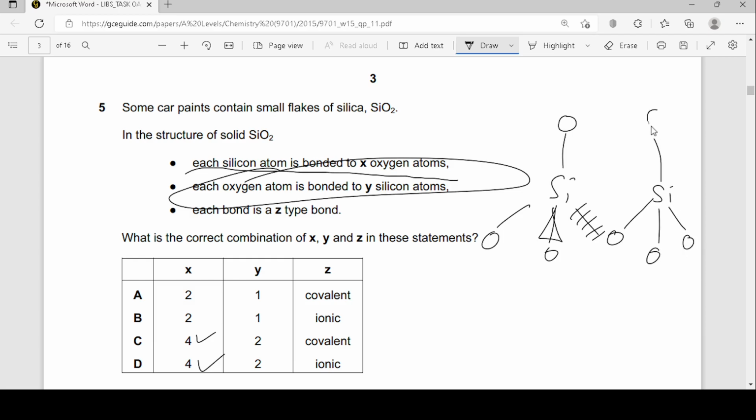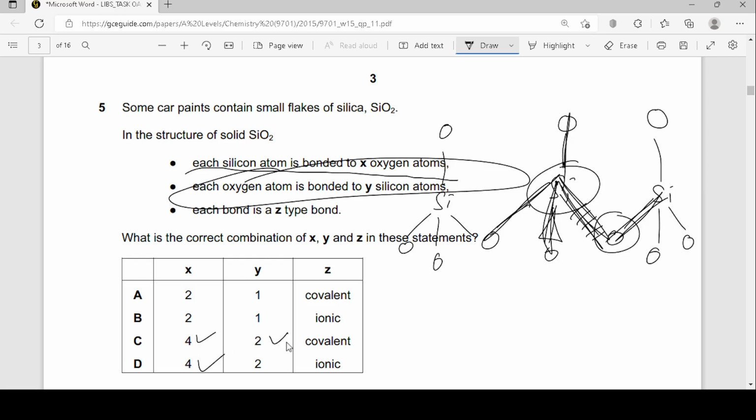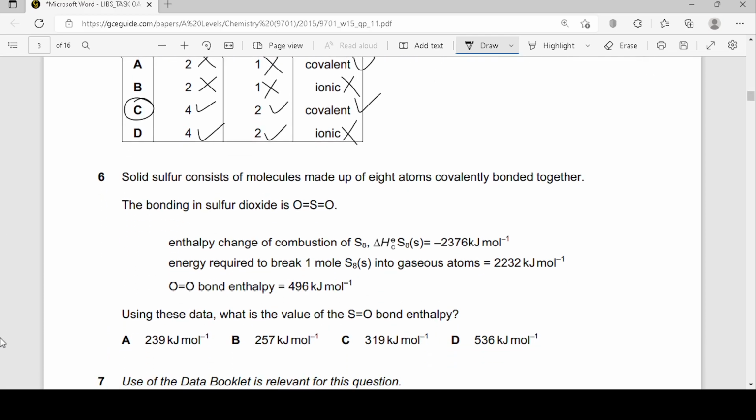I'm not drawing the whole thing, but you can see here that each oxygen, for example this oxygen, is bonded to 2 silicon atoms, and each silicon atom here is bonded to 4 oxygen atoms. Am I right? So that means 4 over here, and each oxygen atom is bonded to 2 silicon atoms. And then what is the third statement? Each bond is a Z-type bond, but you do not have ionic bonds here. You only have covalent bonds, and you should know that by this point. You've already studied this in IGCSE, I suppose. So then the answer is C, right? 3 tick marks. So yeah, C.